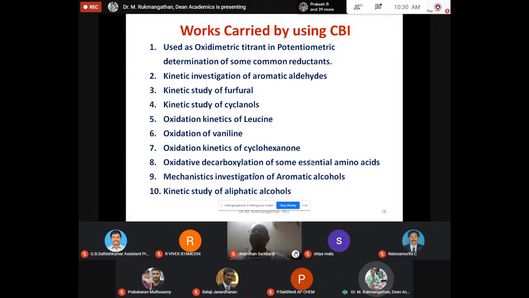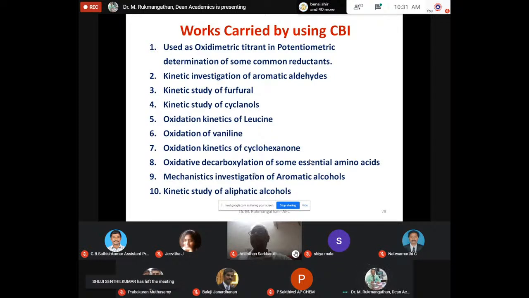What are all the research works that have been carried out by us by using CBI? CBI, 1-chlorobenzimidazole, was used as the oxidometric titrant in potentiometric determination of some common reductants. For what purpose was this research work carried out? In order to determine the assay, the percentage purity of some organic compounds, the first research work was carried out. Not only that, after synthesizing the new compound, we have to prove its oxidizing capacity. That oxidizing capacity of CBI was proved by subjecting CBI against a number of common reductants to study the oxidative reactions. Then the second one, aromatic aldehydes, especially benzaldehyde and its substituted benzaldehydes, have been investigated.